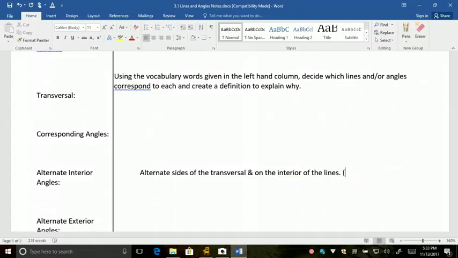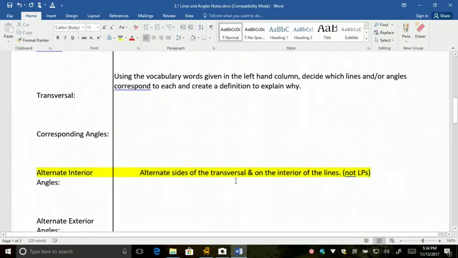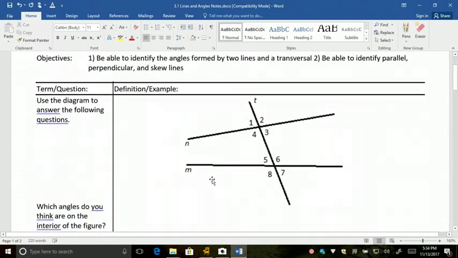And again, they cannot be linear pairs. So this will be alternate interior angles. I'm going to highlight these ones in yellow and write them as we go. There are only going to be 2 sets of alternate interior angles.